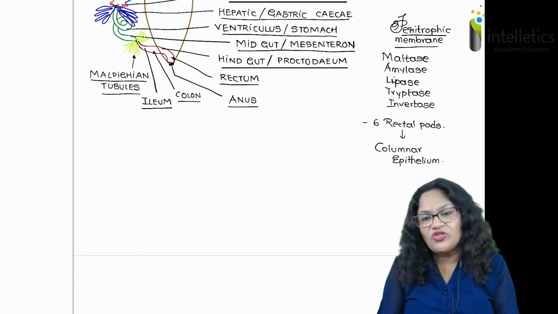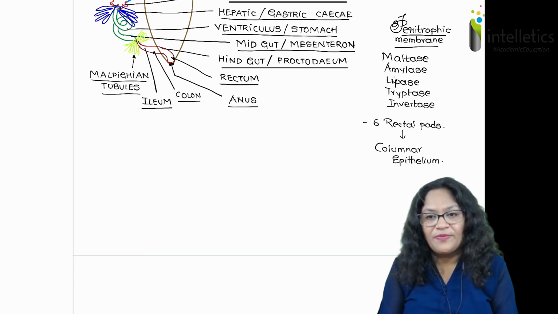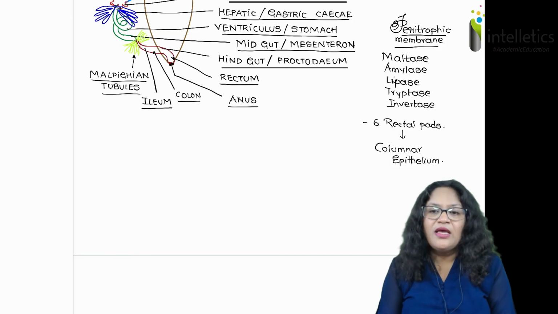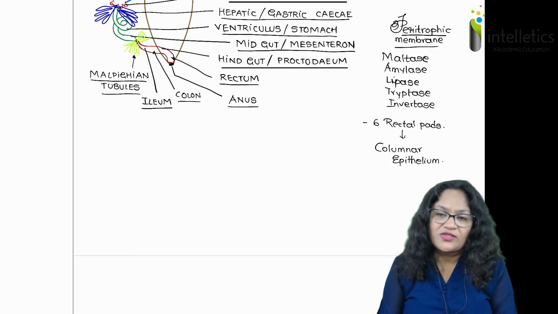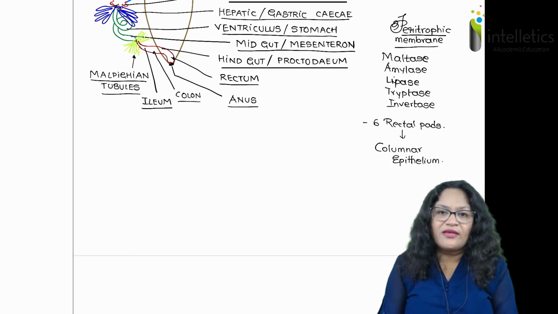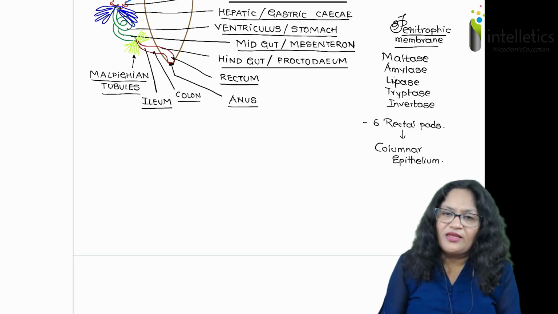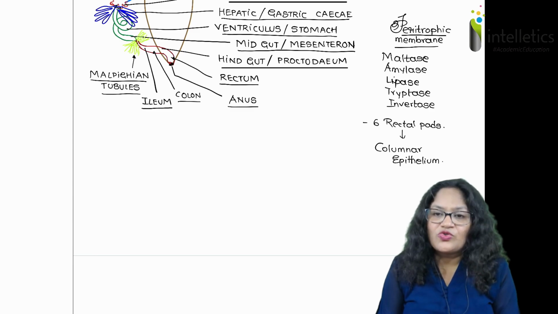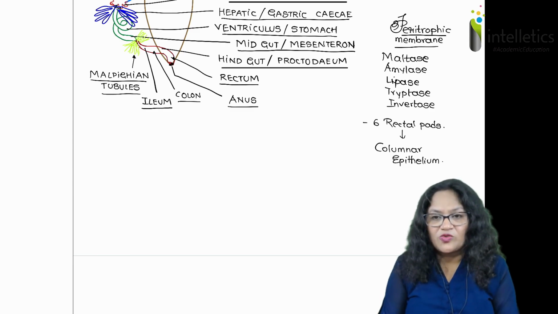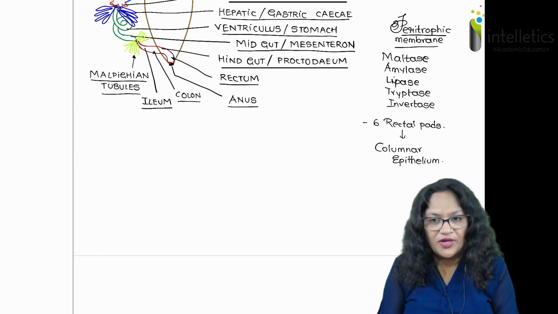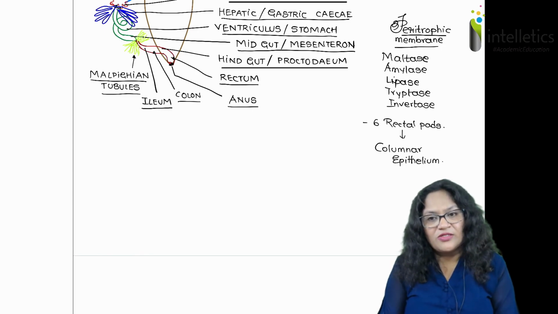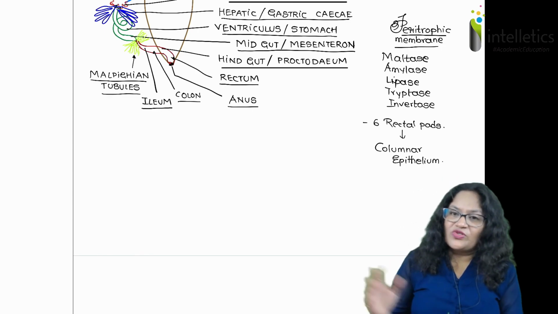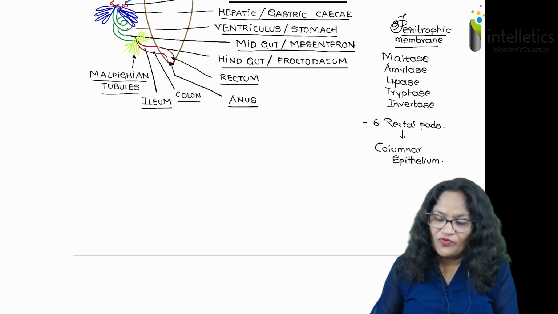And at the junction of the midgut and the hindgut there are Malpighian tubules which are going to release the nitrogenous waste products into the hindgut. Hindgut consists of three parts: the ileum, the colon, and the rectum. Okay, rectum is going to store these waste products as well as the nitrogenous excretory products temporarily, and the anus will release it out. So friends, this was all about the digestive system of the cockroach.